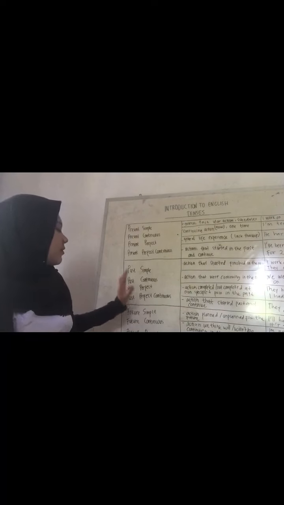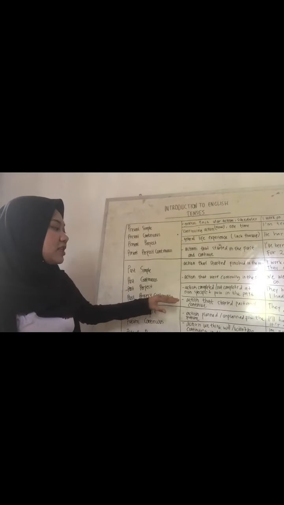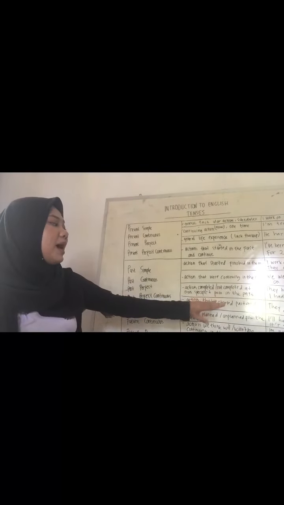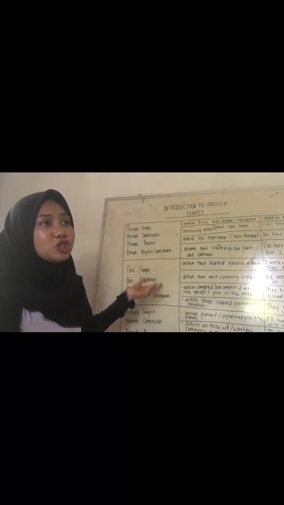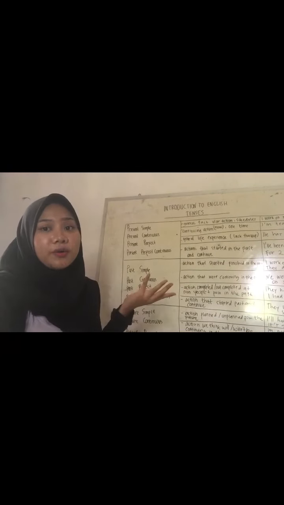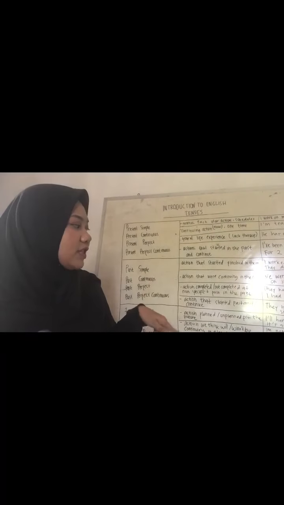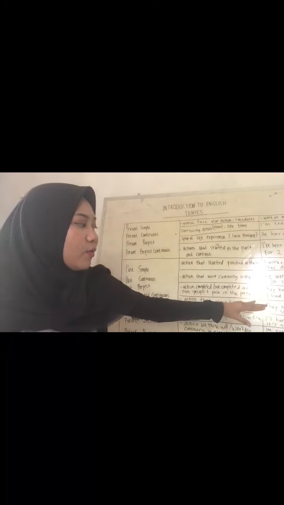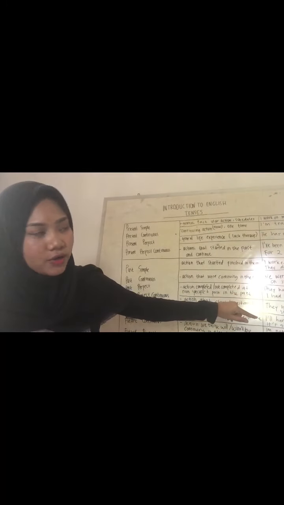Let's move to past perfect continuous. Past perfect continuous is about an action that started in the past and continued. It starts at a point in the past and still continues, but not really up to now. An example of past perfect continuous: they have been waiting since 3 years ago.